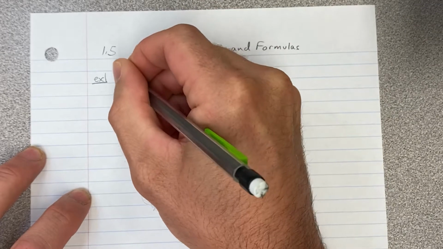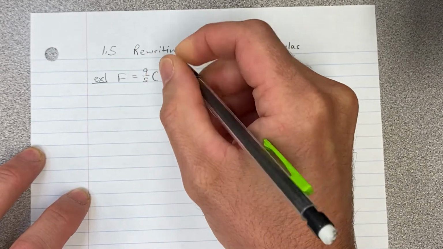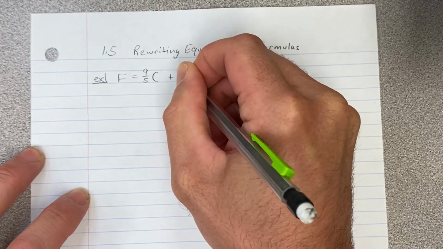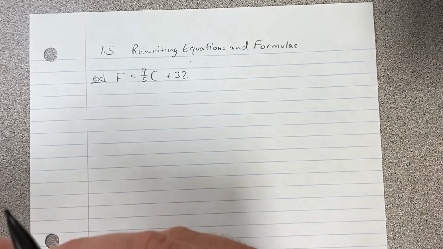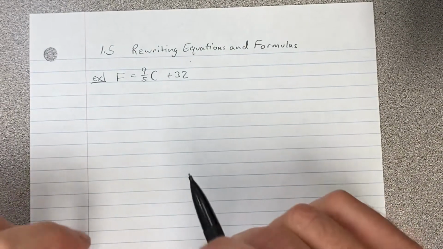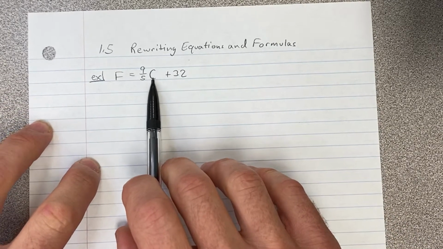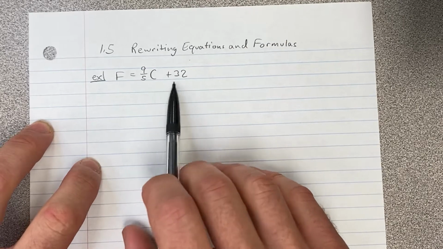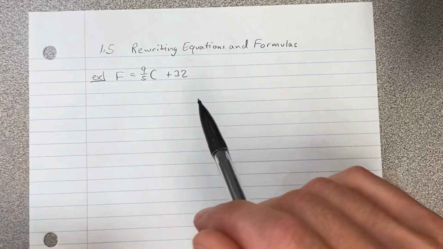And that is F equals 9/5 C plus 32. Do you know where this formula comes from? Well, yeah, it's a temperature formula. The way it's set up right now, if you know a Celsius temperature, you can substitute that in, simplify it, and it will result in a Fahrenheit temperature.